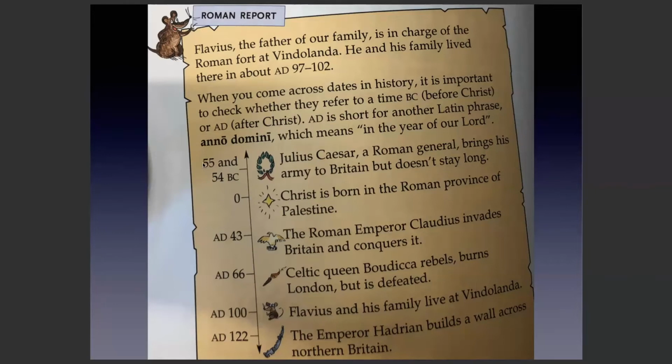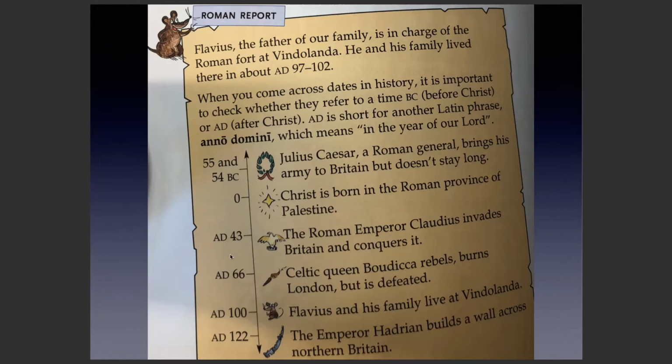Julius Caesar. Now we're going back, and it gives you a really simple timeline. 54 BC: Julius Caesar, great Roman general, brings his army to Britain, and he doesn't stay there long. He actually does a lot of fighting in France during this time, but it wasn't called France yet, but modern day France. Then zero: the year 0 AD, we have Christ being born in the province of Palestine, so near Israel. Then we have 43 AD, the Roman Emperor Claudius invades Britain. He tries to conquer it, but he doesn't really exactly do it. In 66, we have the Celtic queen Boadicea. She tries to fight the Romans off and doesn't win.